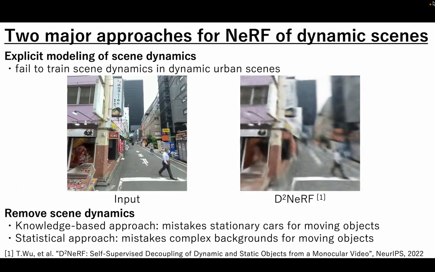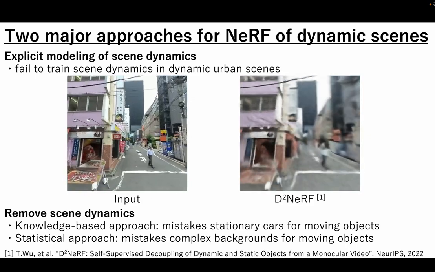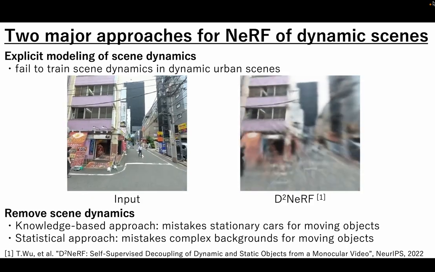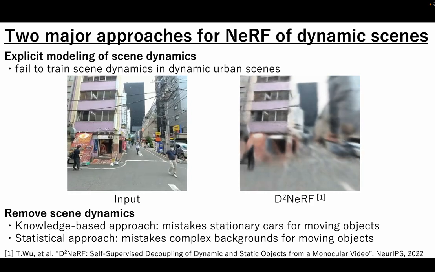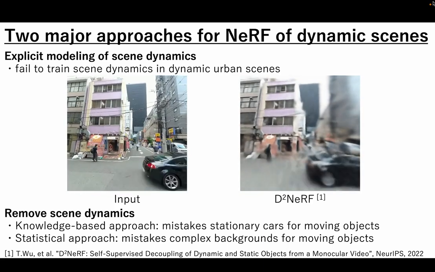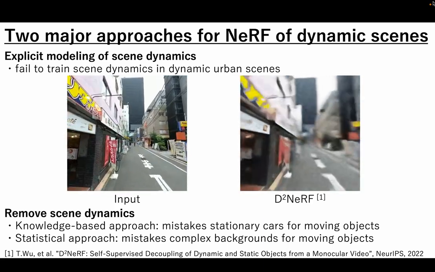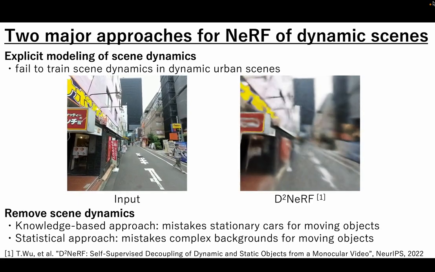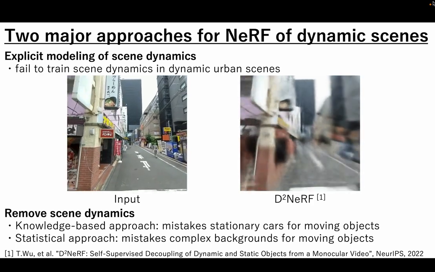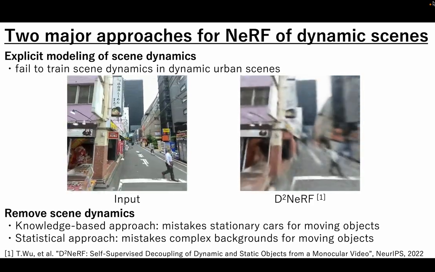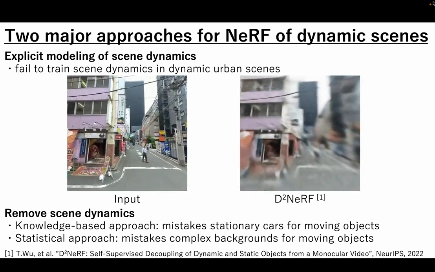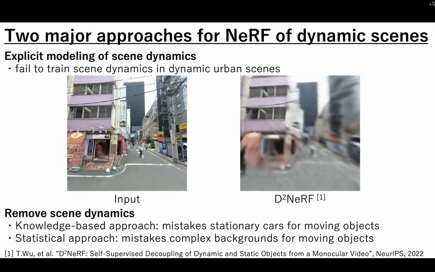Let's explore the challenges faced by existing NeRF methods in reconstructing dynamic scenes in urban environments. These methods broadly fall into two categories. One involves explicitly modeling the dynamics of the scene, and the other involves removing these dynamics from the training process. NeRFs that explicitly model scene dynamics find it challenging to learn these dynamics in urban scenes, where multiple moving objects exhibit complex motions. As a result, they struggle to accurately reconstruct both the moving objects and the stationary background. In urban settings where learning scene dynamics is problematic, one solution is to employ an approach that detects and then removes these dynamics from the training.